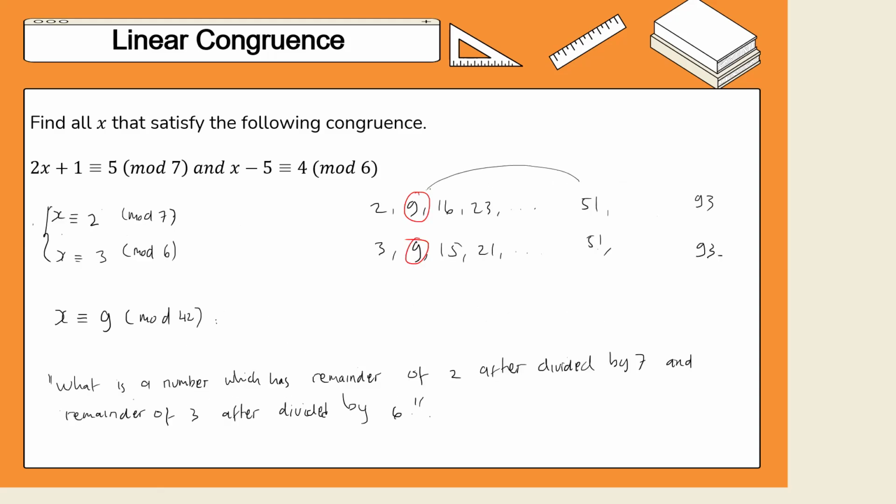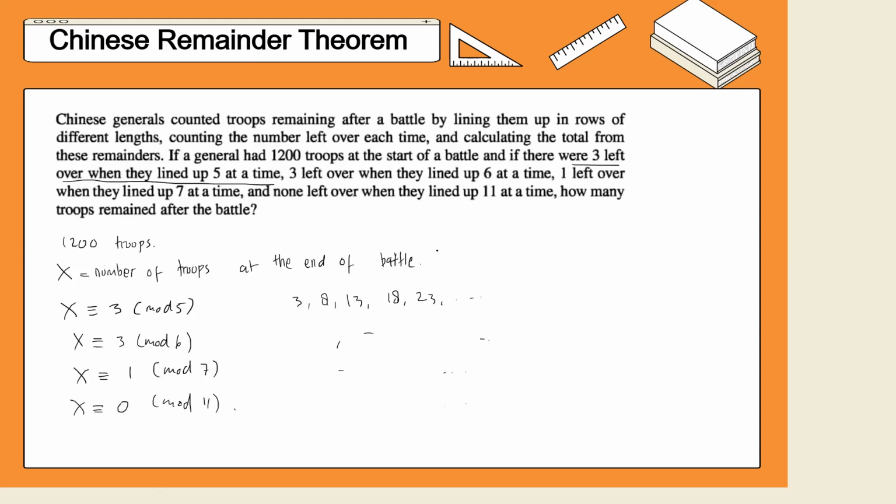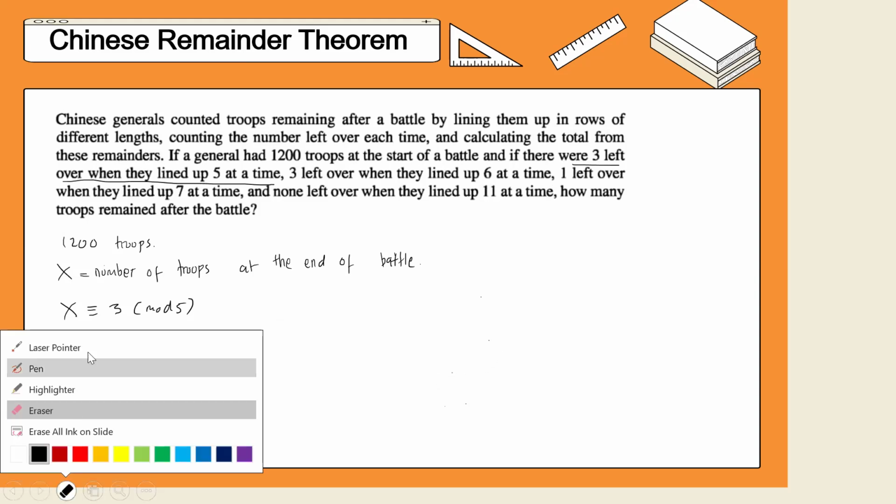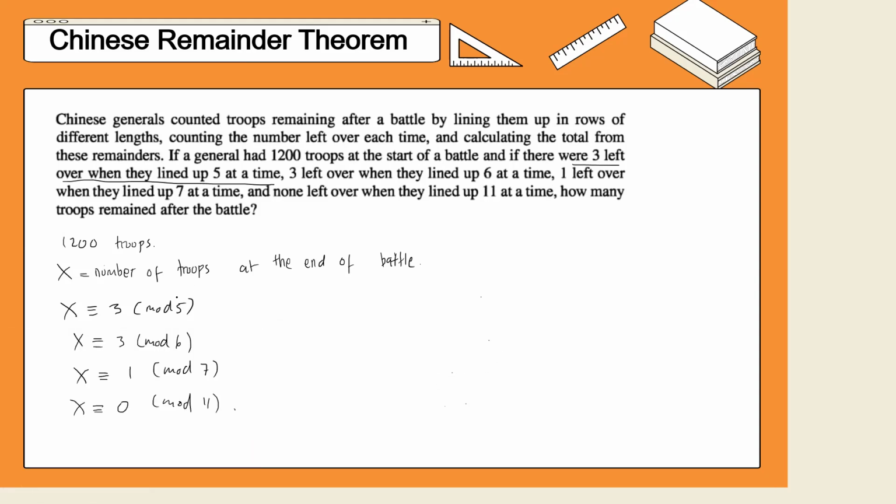Okay, so that is correct. When you have only 2 or maybe 3 linear congruences, you can still predict the solutions by yourself like this. But if you have 4, the Chinese remainder theorem is way faster than using the classical method. So let me explain again.